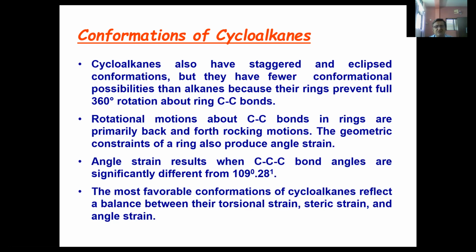Suppose you take a single bond, it can rotate freely through 360 degrees. However, when it is a cyclic form, you cannot easily rotate the bond. They undergo different rotations. Rotational motions about carbon-carbon bonds in the rings are primarily back and forth rocking motions.